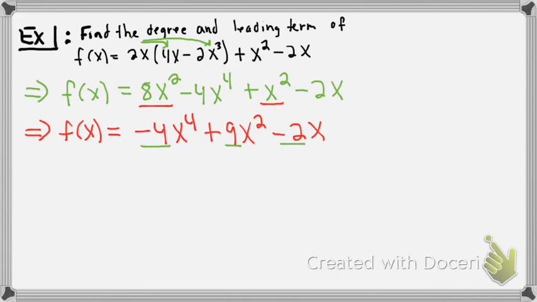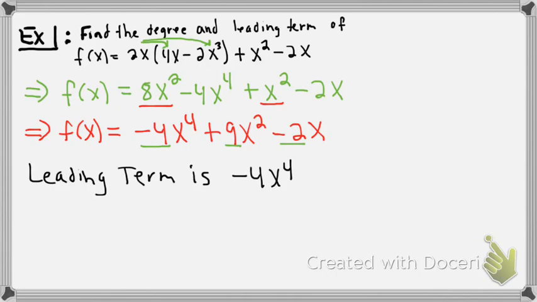And the leading term is negative 4x to the fourth. That is the term that has the highest power of x. We would say that the leading coefficient then is negative 4, and the degree of this polynomial, so the degree of f, is 4, because that's the highest power of x appearing in the standard form.